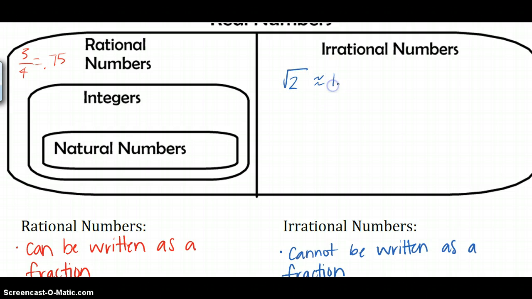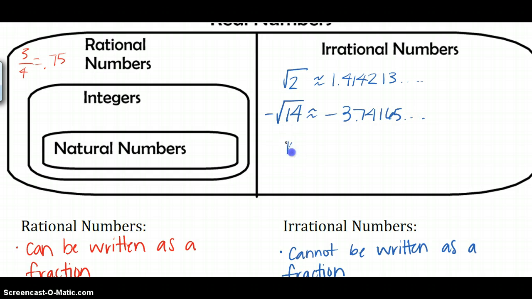That's approximately 1.4142213. It just goes on forever and ever and ever. It cannot be made into a fraction. Or if you had a negative square root of 14, that's approximately -3.74165. I mean, you get the idea, it just goes on forever.